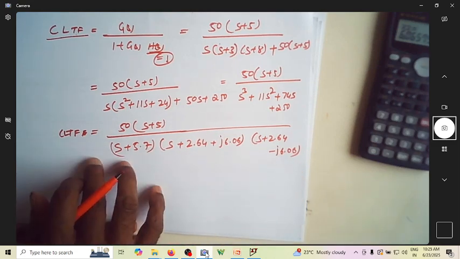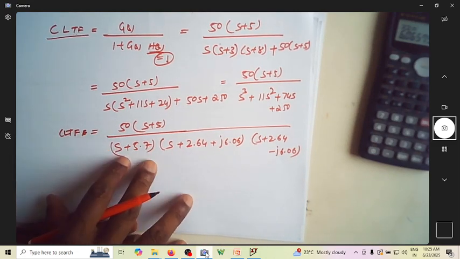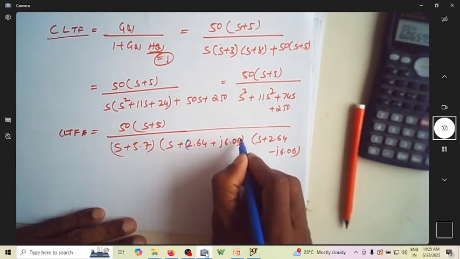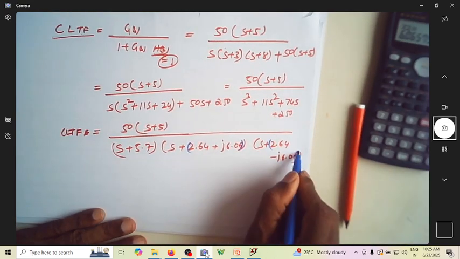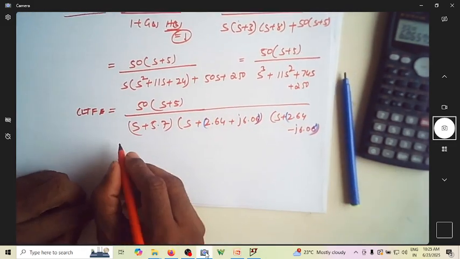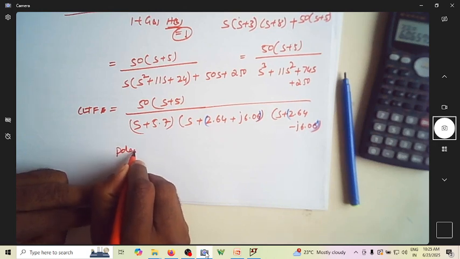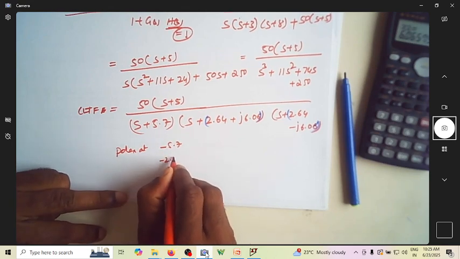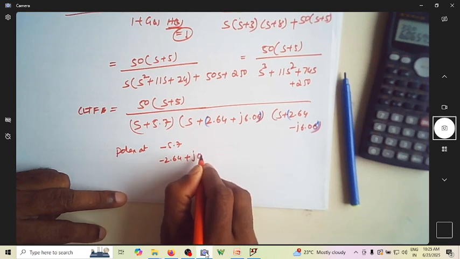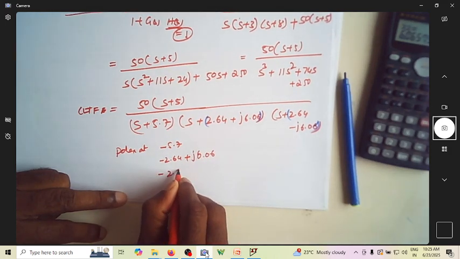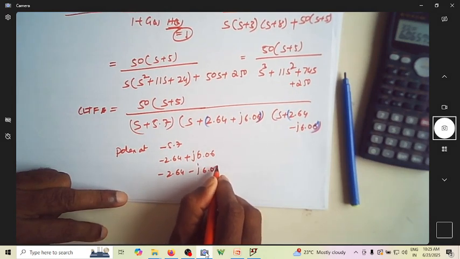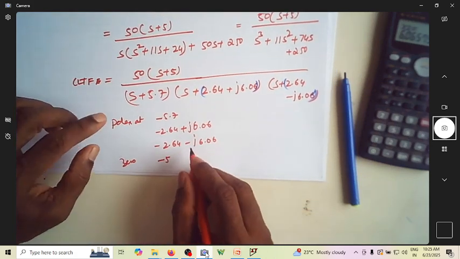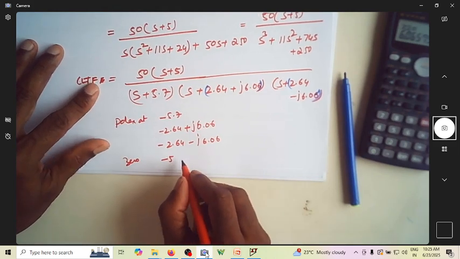So now, since it is in pole-zero form, see it is s plus something, s plus something. So this whole thing is the position of your pole. So where are poles and zeros now? Poles are at minus 5.7, minus 2.64 plus j 6.06, minus 2.64 minus j 6.06, and zero is at minus 5. And how about the root locus gain?